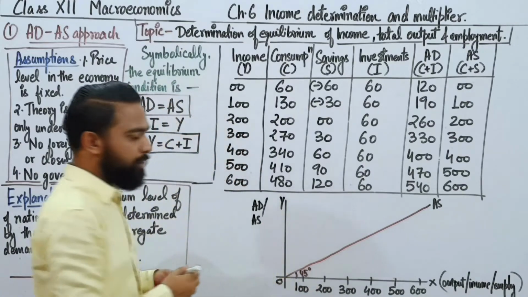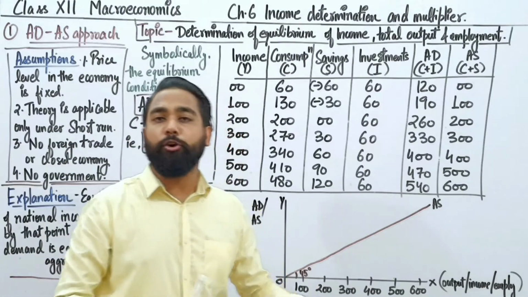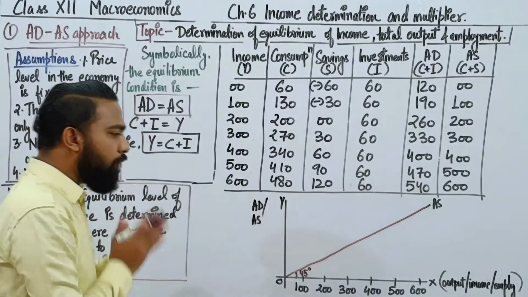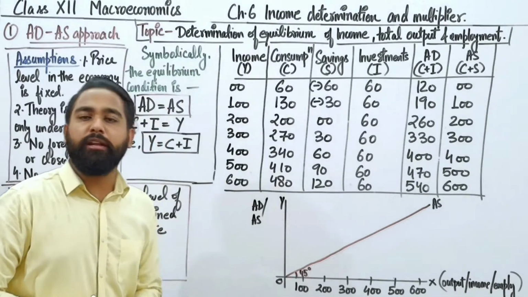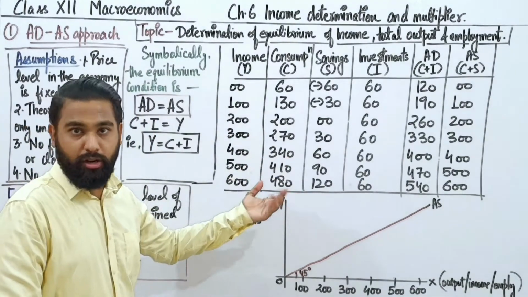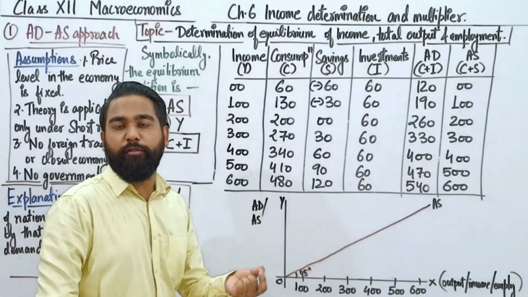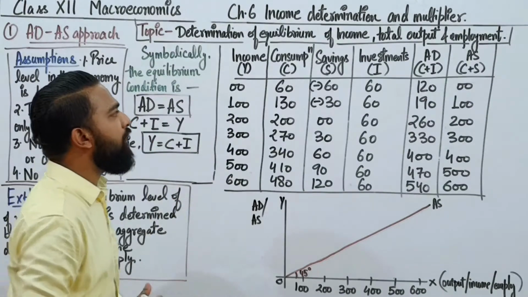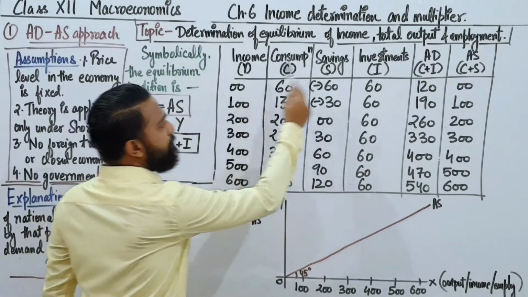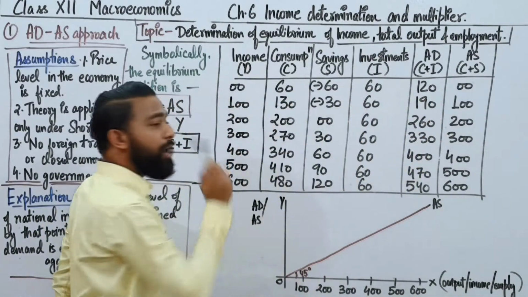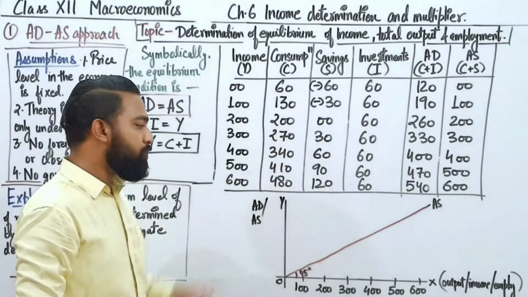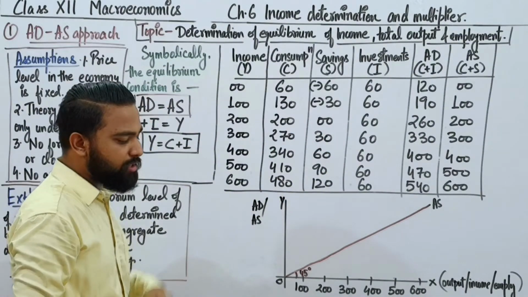Fine, this is your 45 degree line. Now you need to draw the aggregate demand curve. You already know that the aggregate demand curve always starts from above the origin. At zero level of income, the aggregate demand is always above the origin. At zero level of income, the aggregate demand is 120. So you will take a point which is 120.